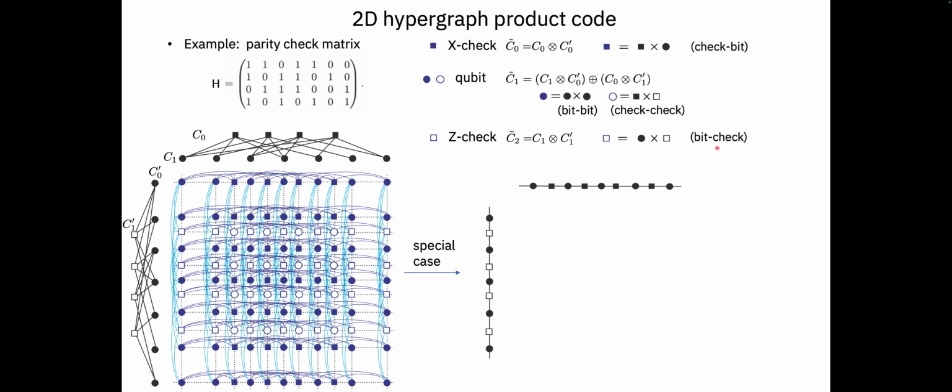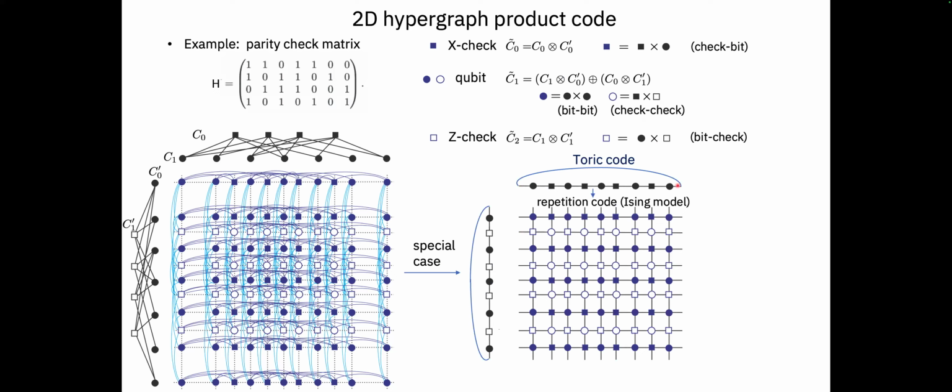So it might look a bit complicated, but if you take a special case where the classical code is just a classical repetition code defined on a circle, then you just produce the toric code, which you are very familiar with. And here, this is an X check, the blue box, that couples to four neighboring qubits. And here, the white box is just the Z checks. It's just that here you can have more long-range connections, both in the horizontal and the vertical direction.